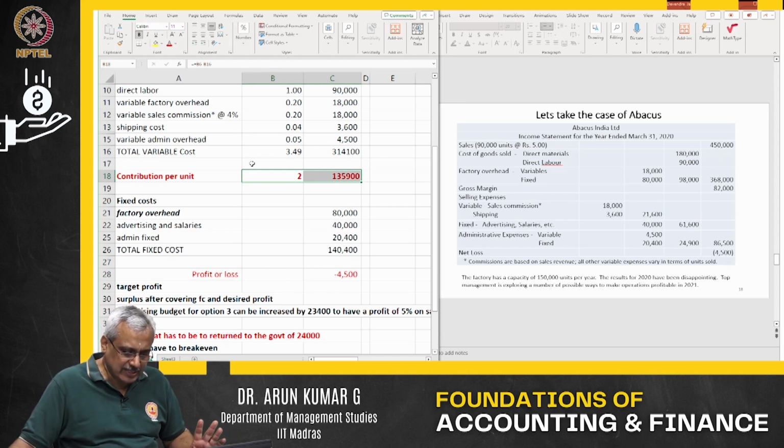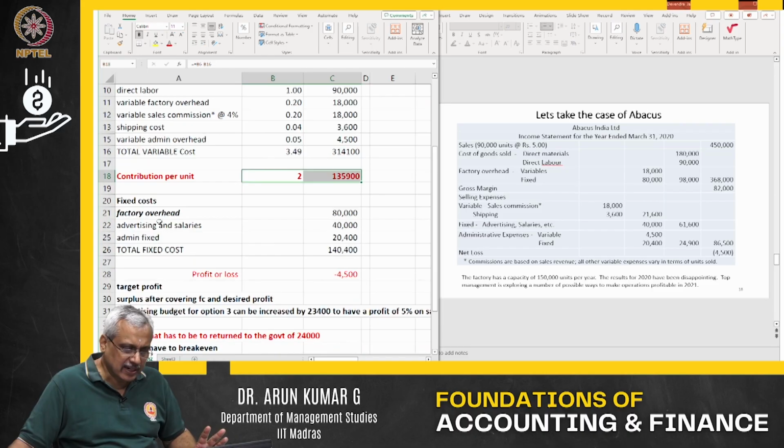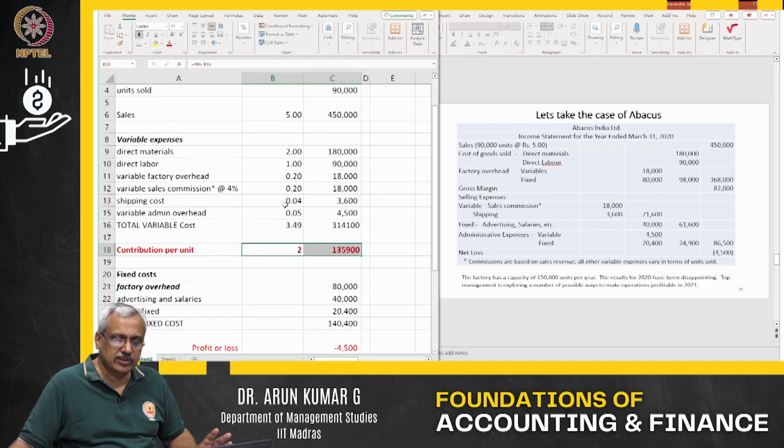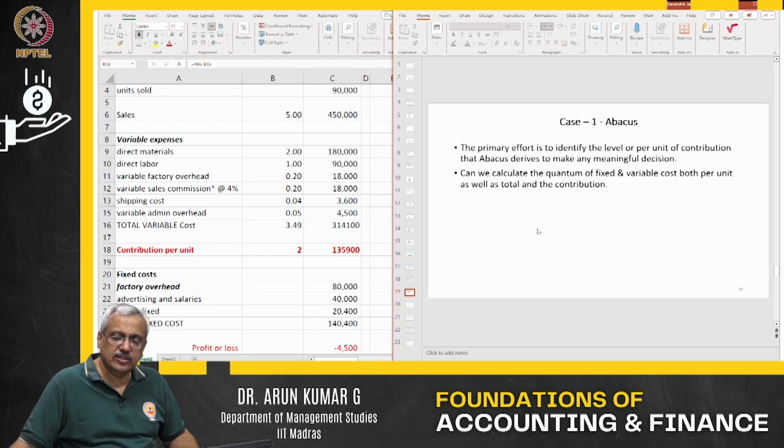What have we done? We have just split the variable cost and fixed cost and calculated contribution. That is all what we have basically done out here, and that is what they asked. Now, let us go to the next option out there.